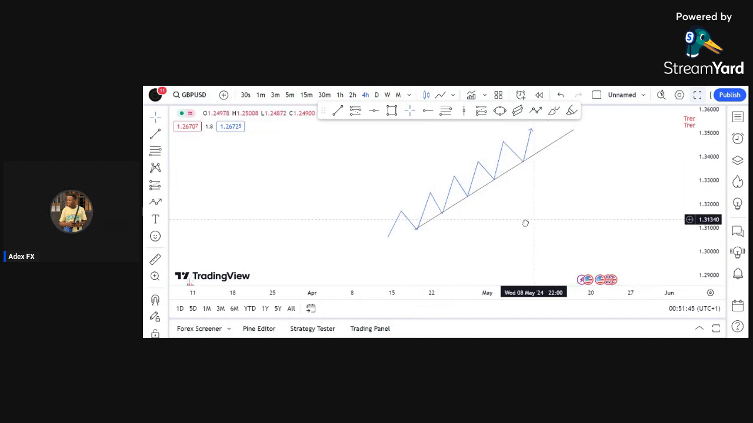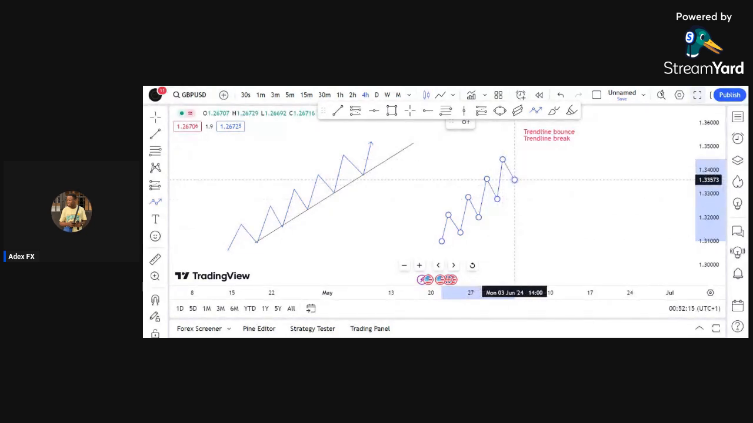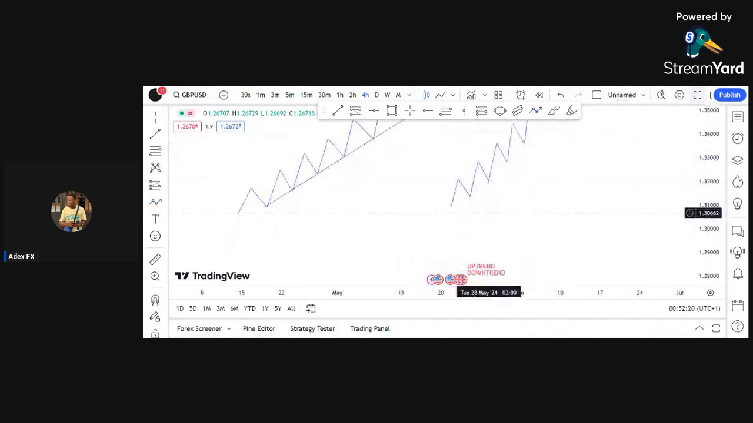So what do I mean by trend line break now? This is trend line bounce. Don't forget, this is trend line bounce. What do I mean by trend line break? Let's do that example now. Let's use parts first of all. Just so you can see the market is moving to the upside.